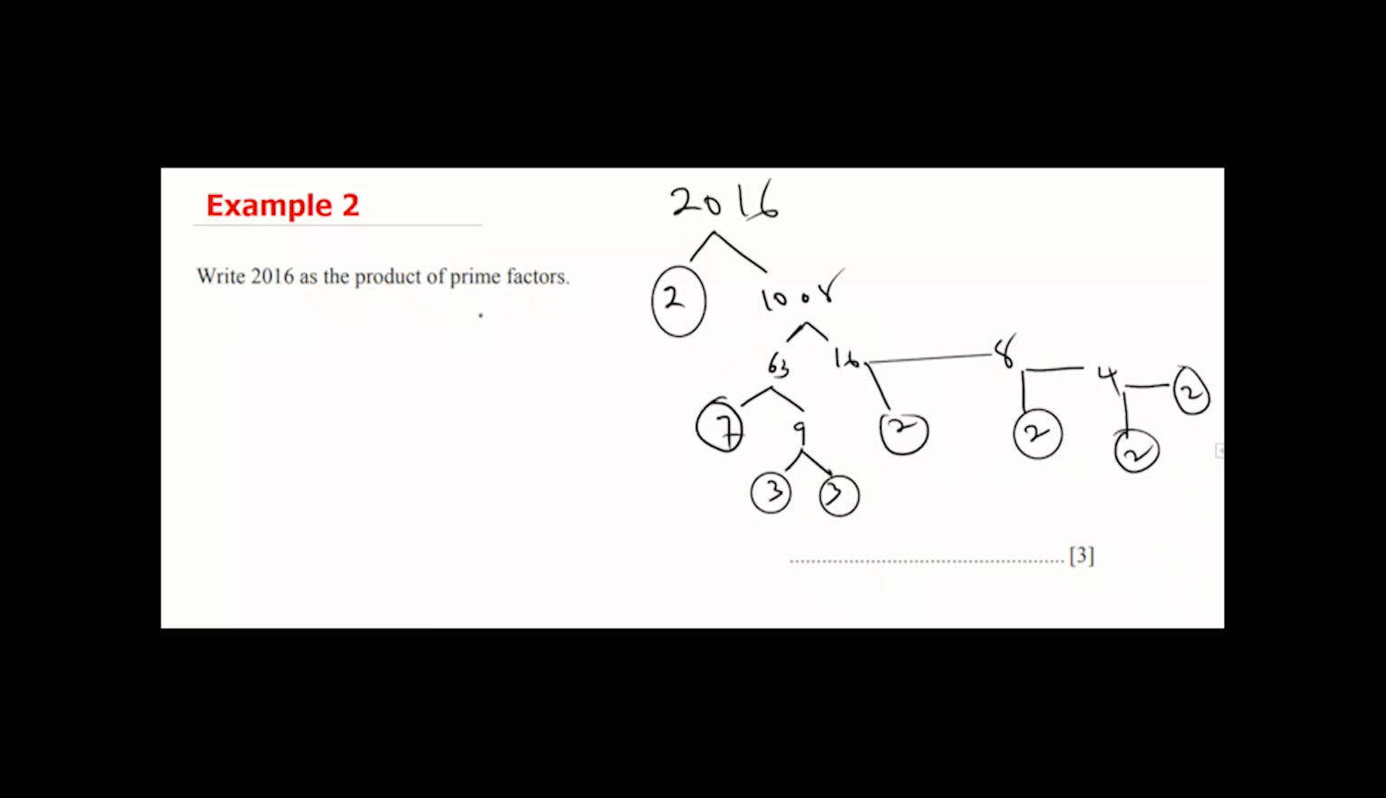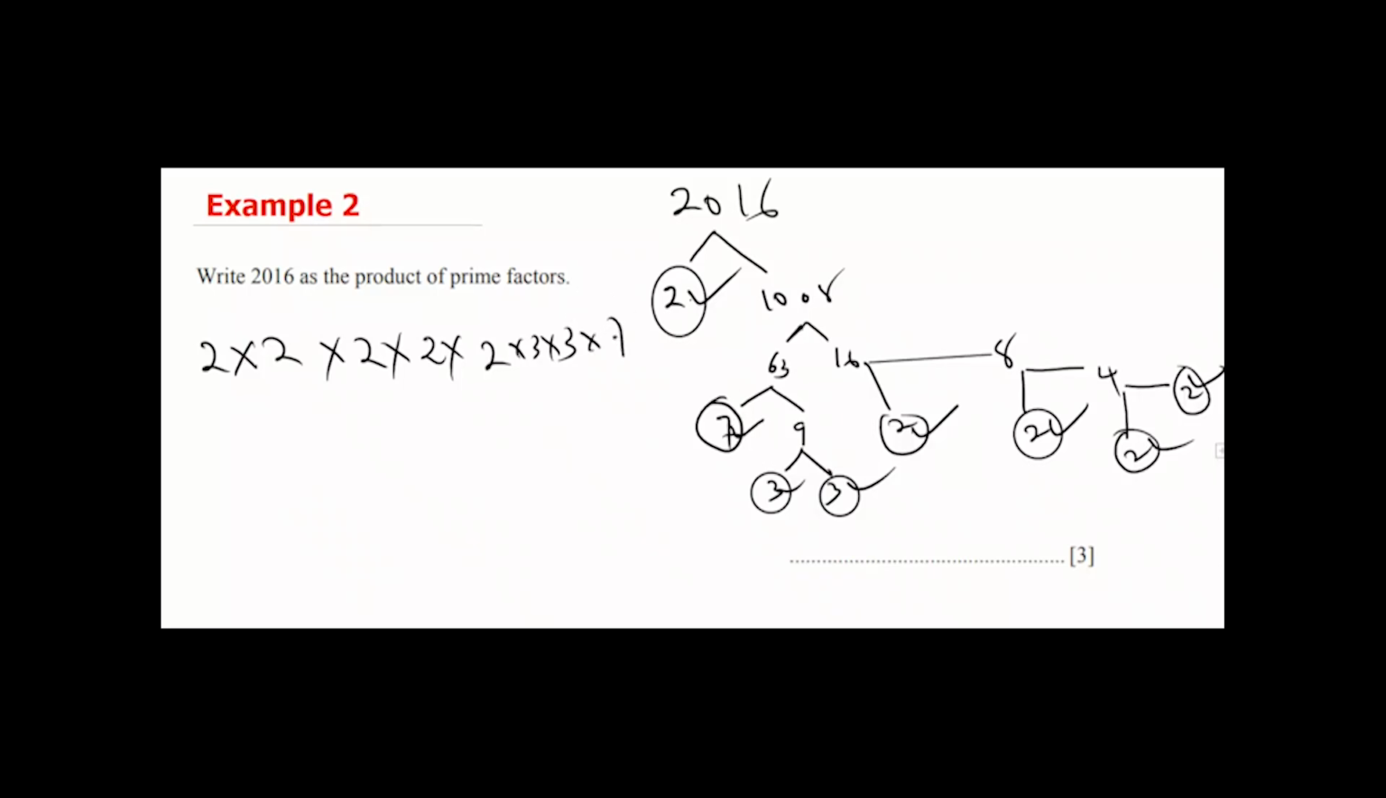So that means 2016 as the product of prime factors will be these two here, 2 multiplied by these two here, then multiplied by these two here, multiplied by these two here, multiplied by these two here. So we are done with the twos. Then let's go to 3. So this and this, so by 3 by 3. And the last one here is by 7.